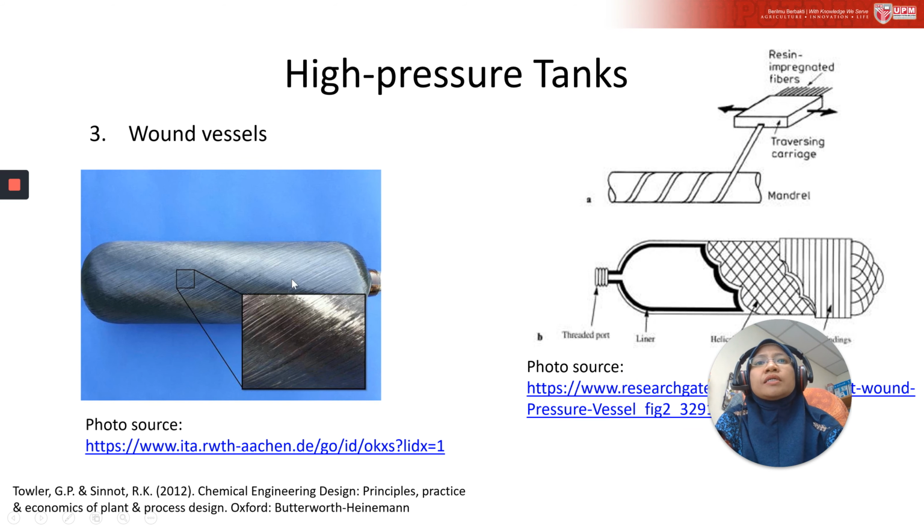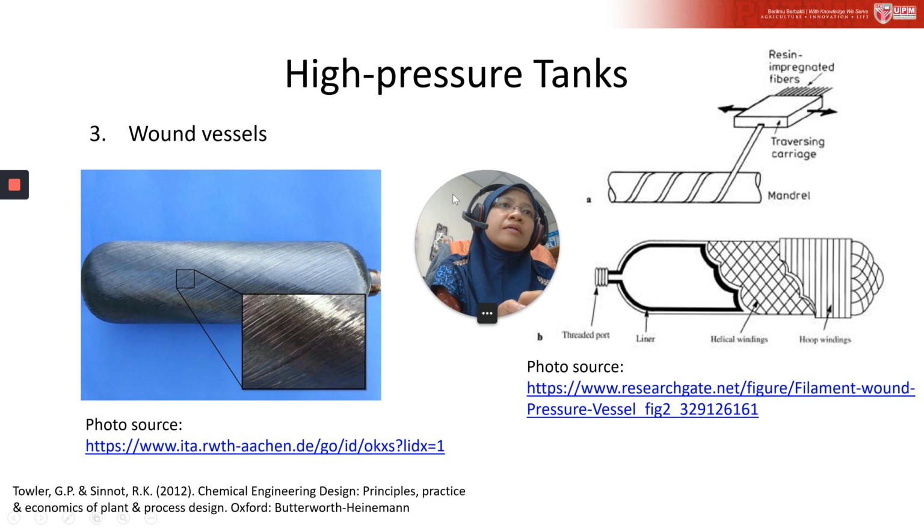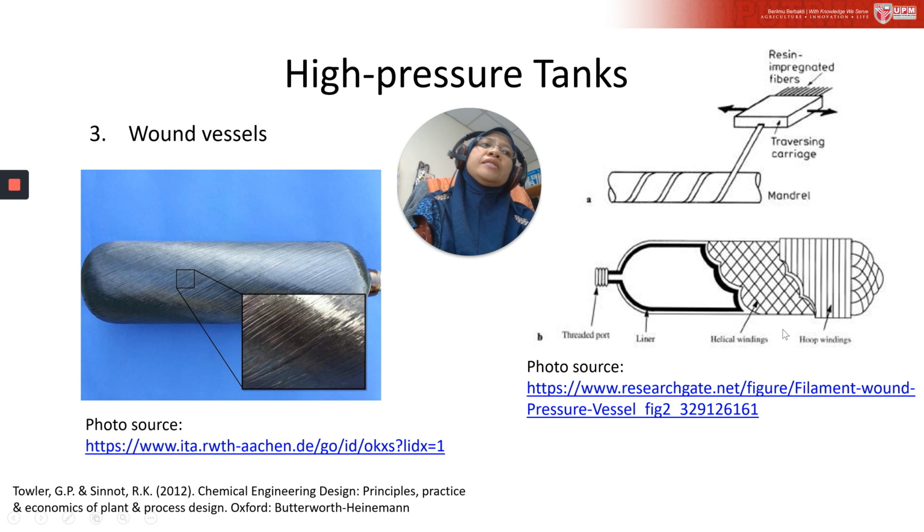The third technique is the wound vessel. For the wound vessel, the cylindrical vessel will be reinforced by winding, like this. This is the technique of winding. There are several types of winding technique. This is known as helical winding, and this is known as hoop winding.